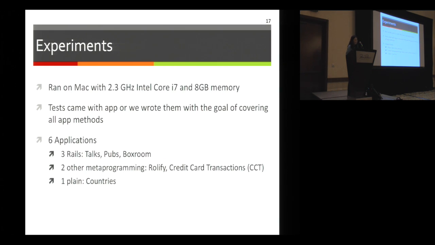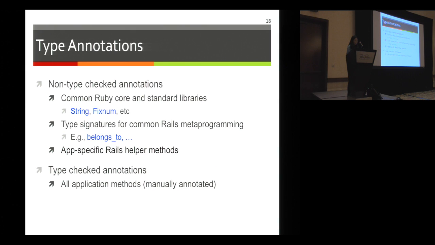We open a couple of applications and we run our experiments on unit tests to invoke the actual method call. The tests came with the applications, or we wrote them with the goal of covering all. And again, we run Hummingbird on 6 applications; 2 other metaprogramming applications don't use any metaprogramming.